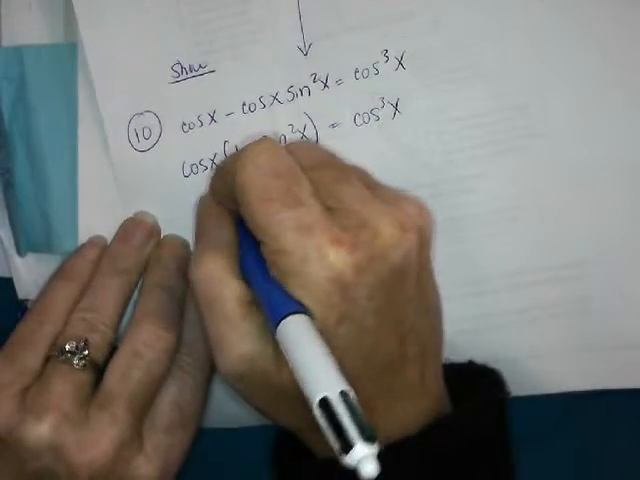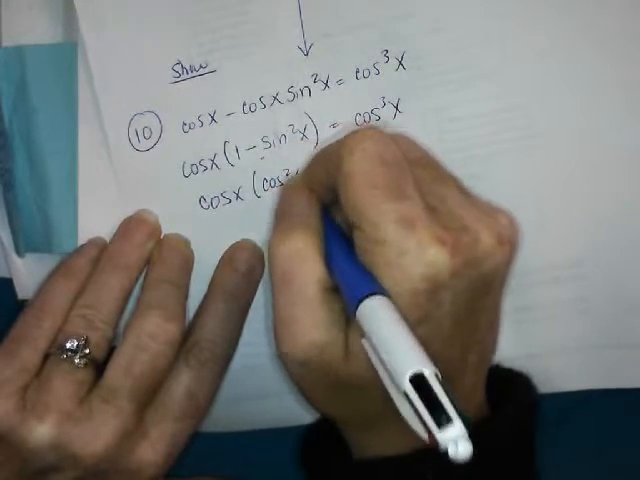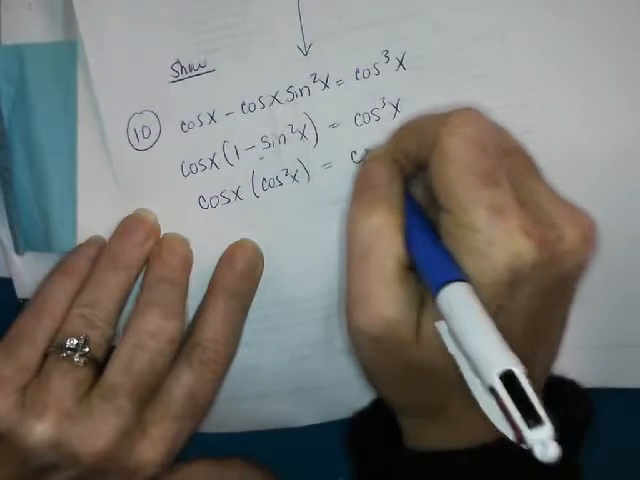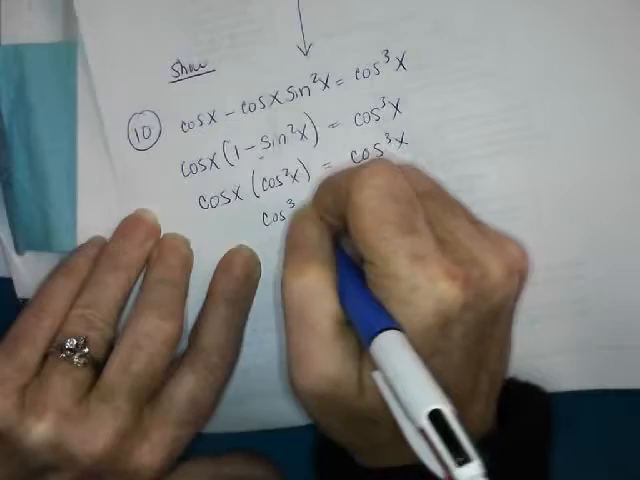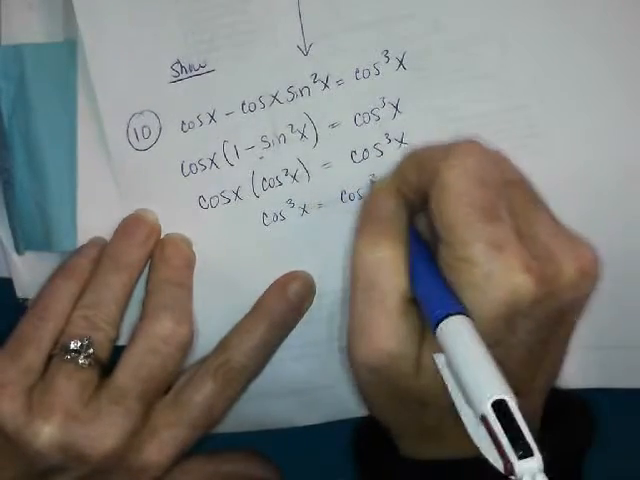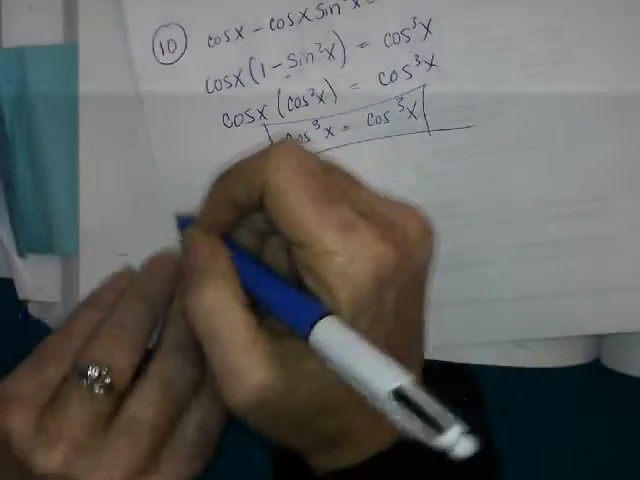So now we're kind of done. Cosine x times cosine squared x. Well, that's equal to cosine cubed x. Cosine cubed x equals cosine cubed x. So that's a fun game. That's number 10, and then we said we had to do number 12.